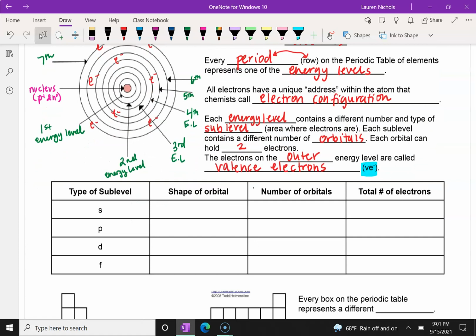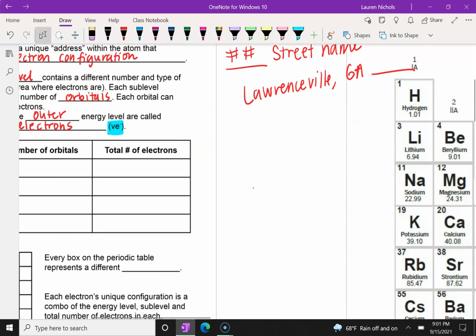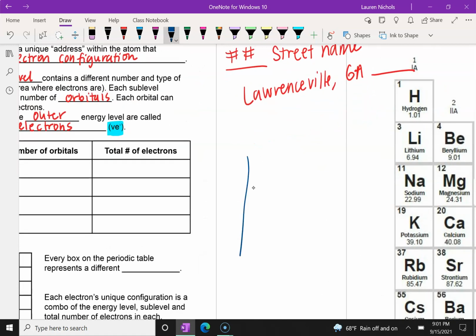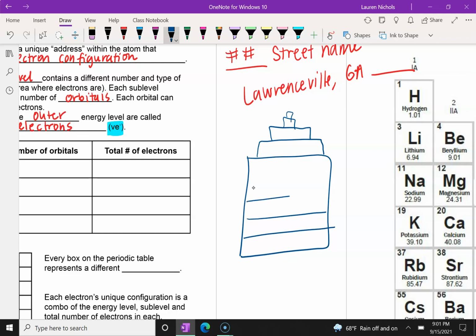Now when we talk about sublevels, you can imagine that an atom is kind of like a hotel. Let me draw a nice fancy one, the kind that gets smaller at the top. You have different floors on your hotel. A floor in a hotel is like your energy level. So you have level 1, level 2, level 3, level 4.